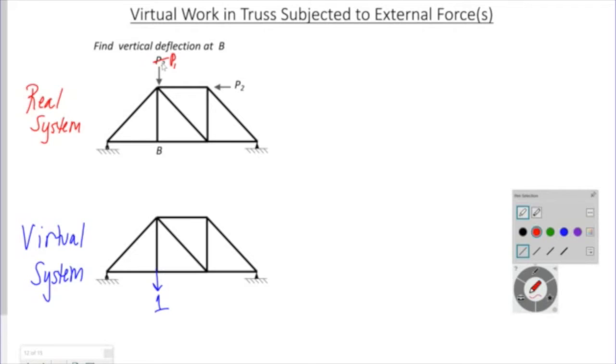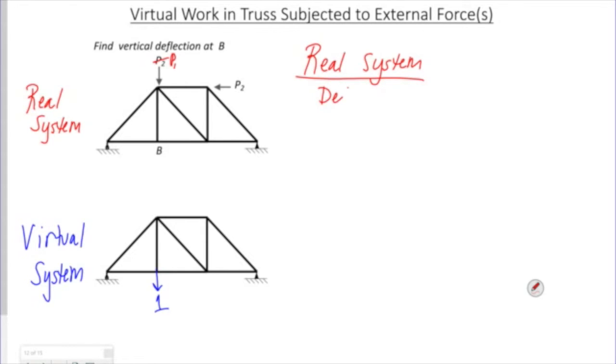So in my real system, I need to determine my real deformations, delta. And that means the elongation of the bars, right? These are axial members, so some of them are going to elongate vertically, some of them are going to elongate horizontally. I've got diagonals in there, so they're going to elongate diagonally.